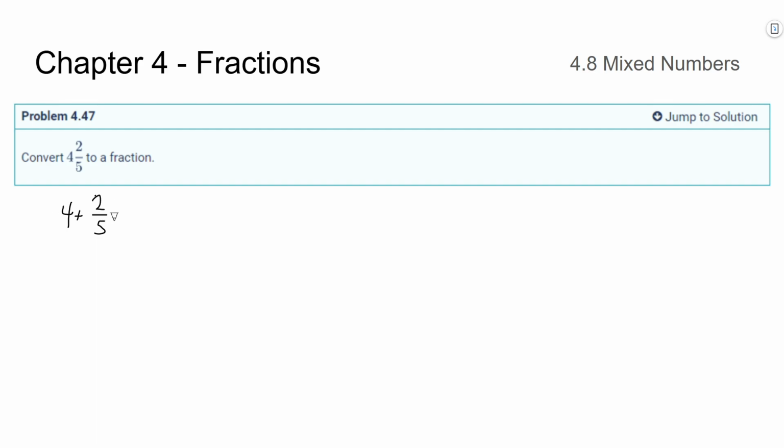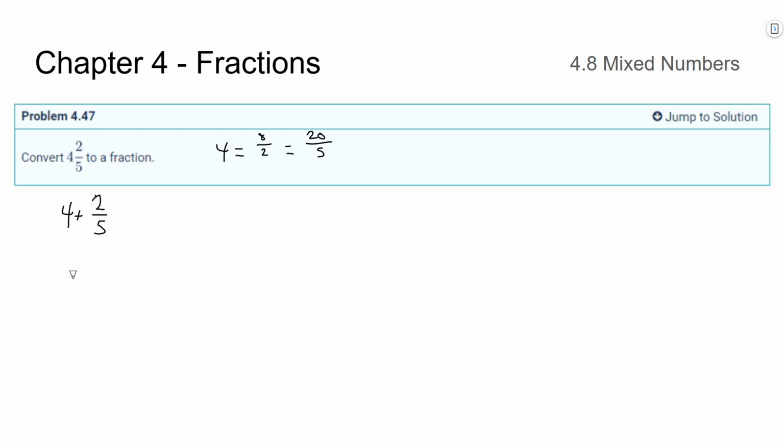Well, 4 would be the same thing as, let's say, 8/2. That's one example of 4. But we want a denominator of 5. So 4 is also equal to 20/5, right? Because 20 divided by 5 would be 4. So it's the same number. They both represent the number 4.